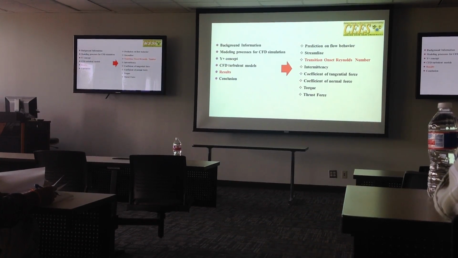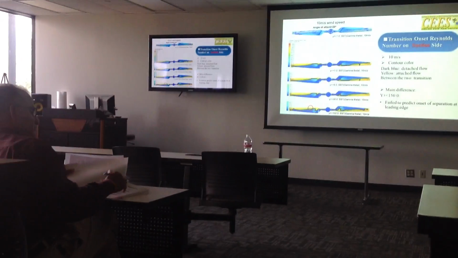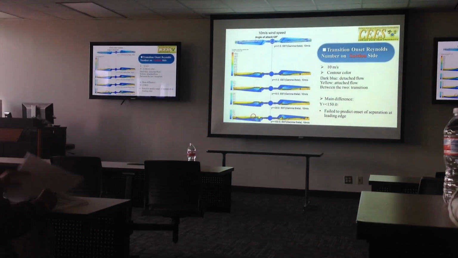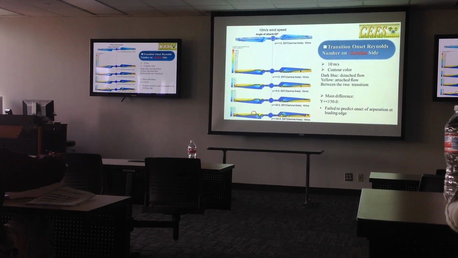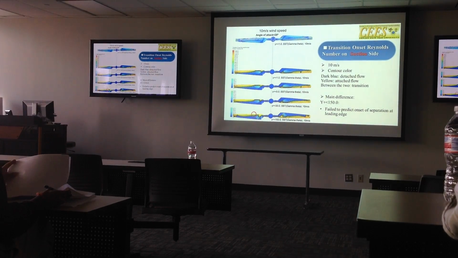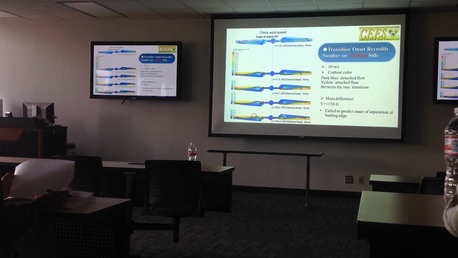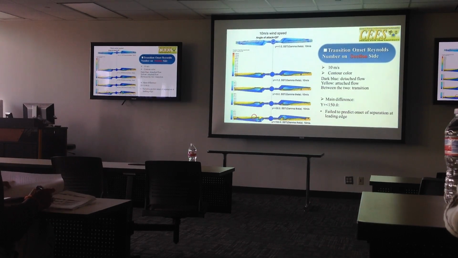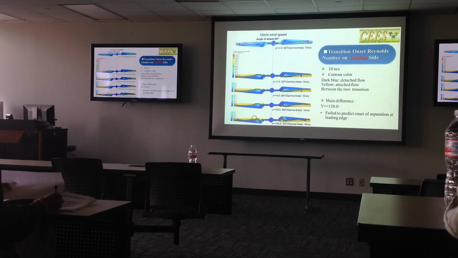Now we come to the next parameter. This shows the 10 meter per second case and the contour in this slide. The dark blue contour means a detached flow, we can compare with this, and the yellow contour means the attached flow, and the region between them is the transition region predicted. So we compare these four cases and found the main difference is located in the y plus less than 150 case. It failed to predict the onset of the transition at the leading edge.